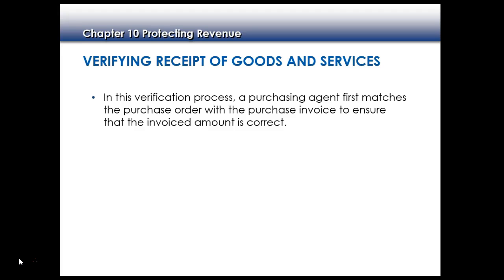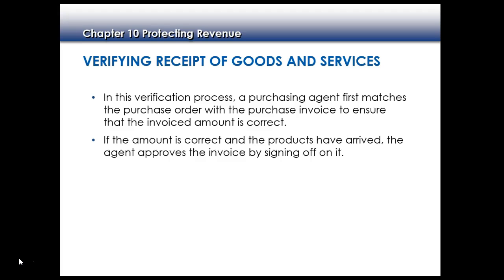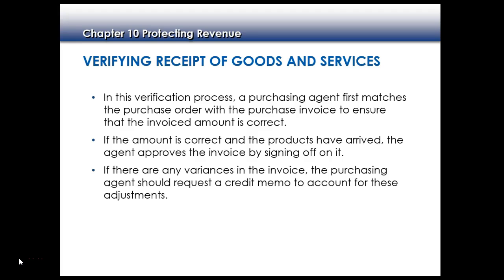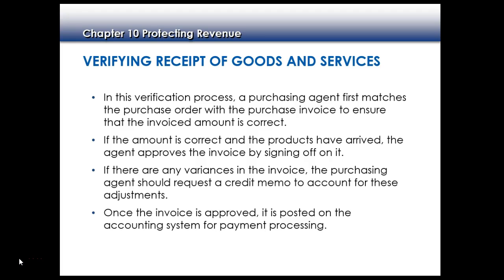Verifying receipt of goods and services. In this verification process, a purchasing agent first matches the purchase order with the purchase invoice to ensure that the invoiced amount is correct. If the amount is correct and the product has arrived, the agent approves the invoice by signing off on it. If there are any variances in the invoice, the purchasing agent should request a credit memo to account for these adjustments. Once the invoice is approved, it is posted on the accounting system for payment processing.